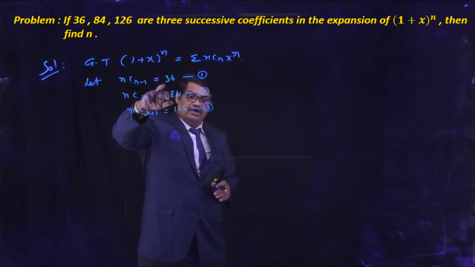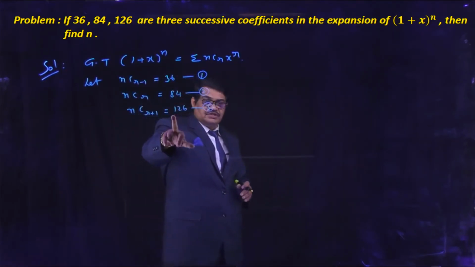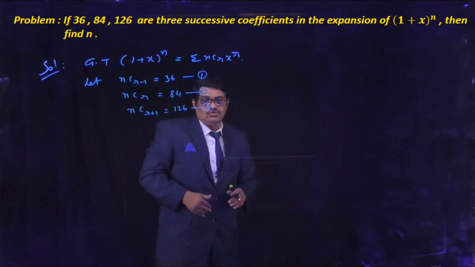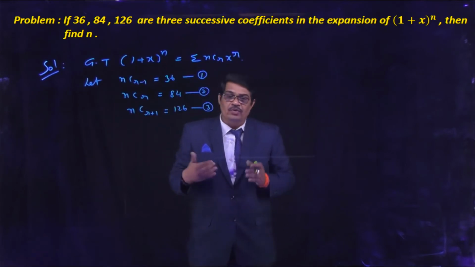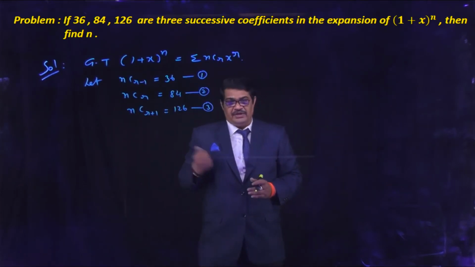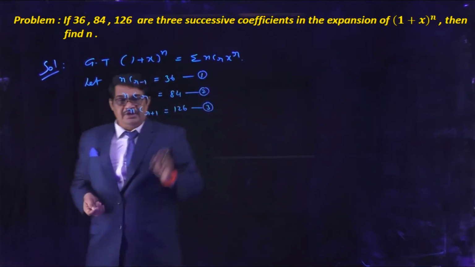These are the values you had given, that is 36, 84 and 126. These are the three successive coefficients in the given expansion. Now we have to find the value of n using these three equations.